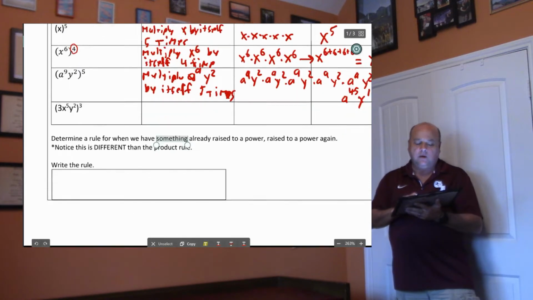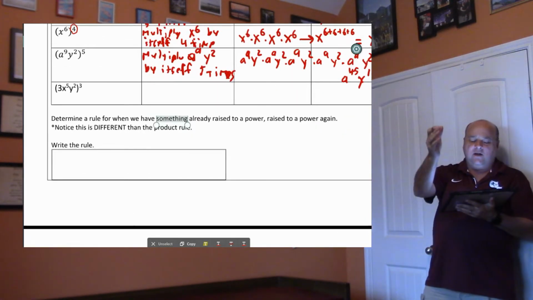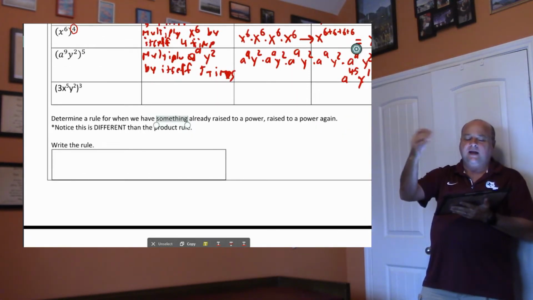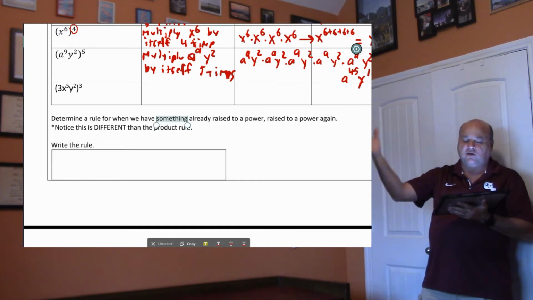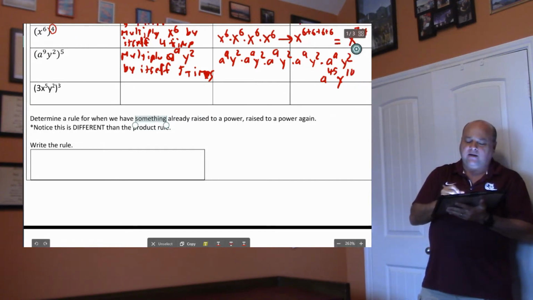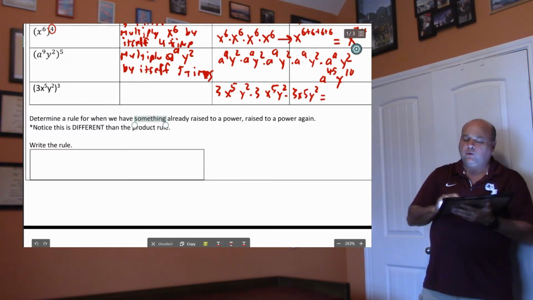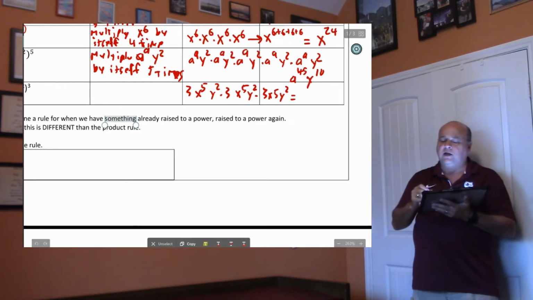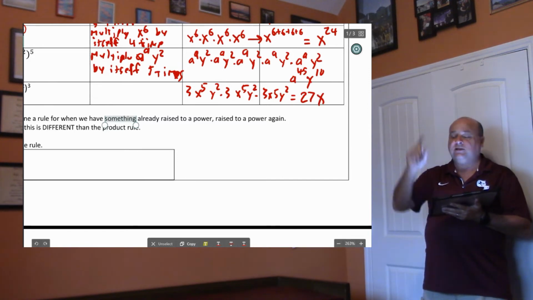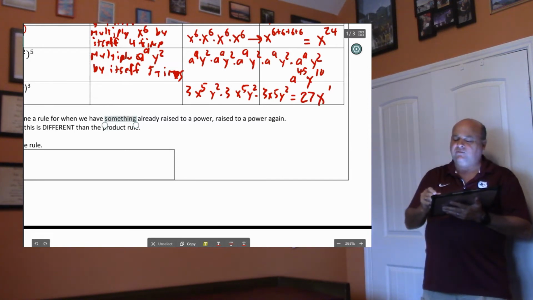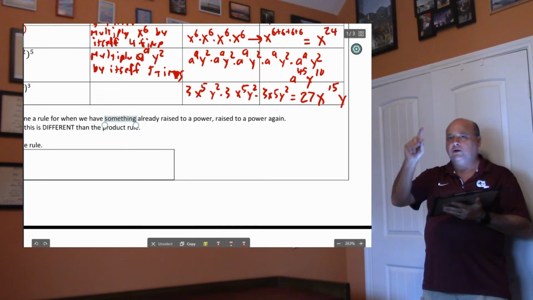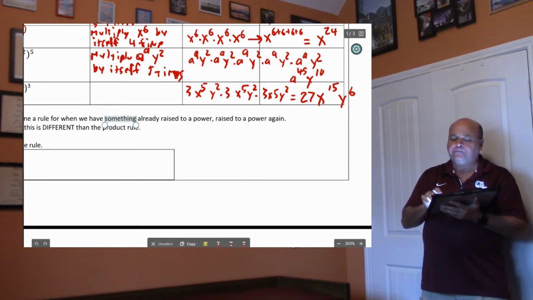Okay, continuing on. And I'm not going to write down the words on this, but you would write down 3x to the 5th, y to the 2nd, 3 times. So you would have 3x5y squared times 3x5y squared times 3x5y squared, which would be 3 times 3 times 3 is 27. X, 5 plus 5 plus 5 is 15. Y, 2 plus 2 plus 2 is 6.